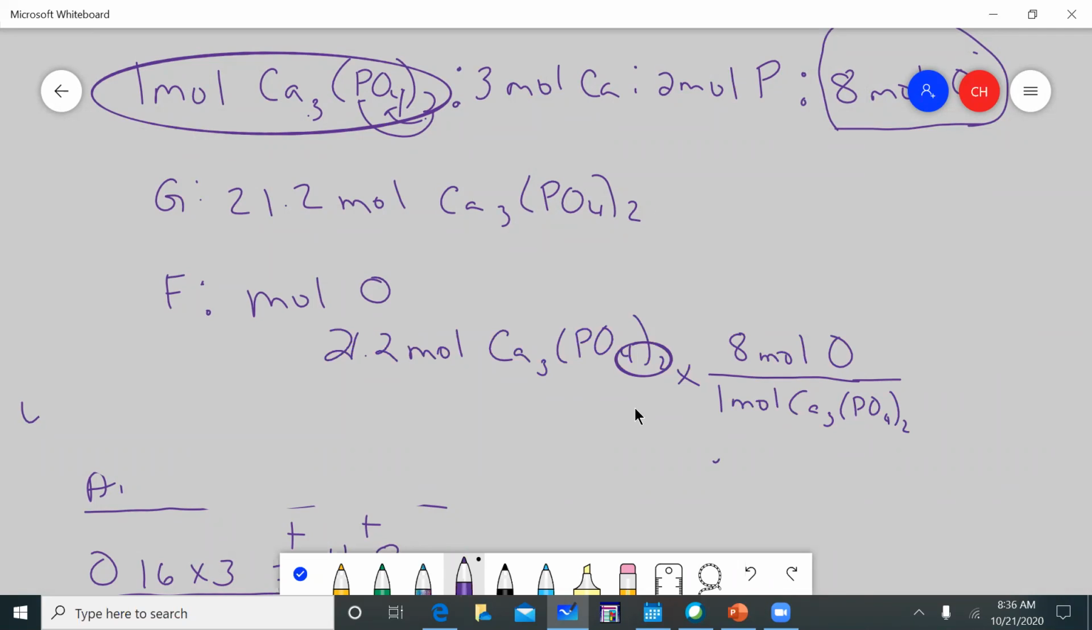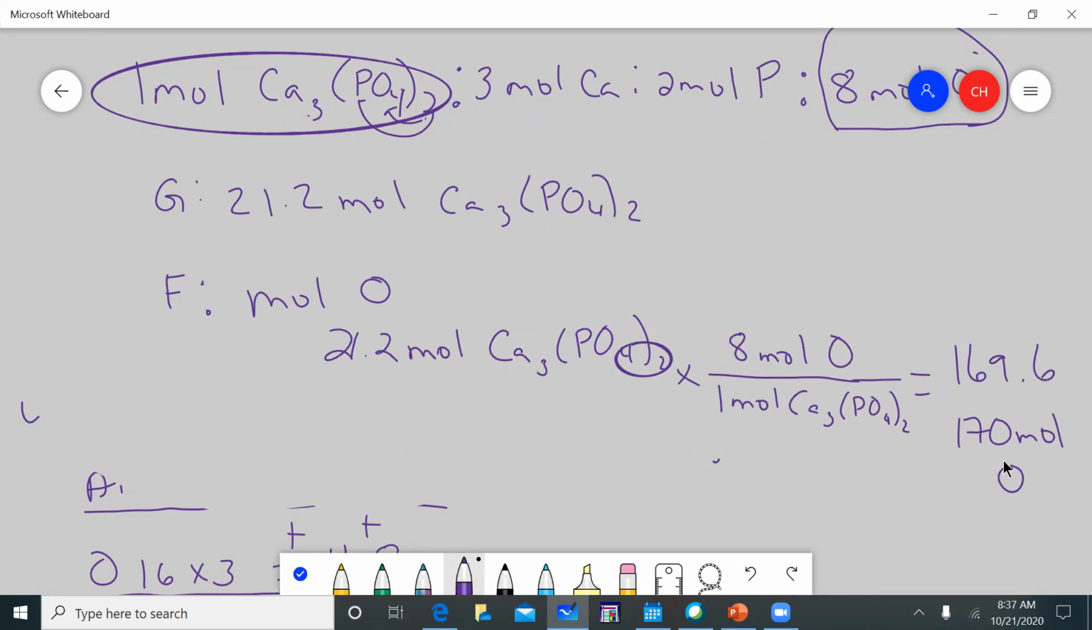We've got that 21.2, and we're just going to multiply it by 8, and we end up with 169.6, and I would round that to 2 sig figs, so it would be 170 moles of oxygen. So there's 170 moles of oxygen contained within 21.2 moles of calcium phosphate.